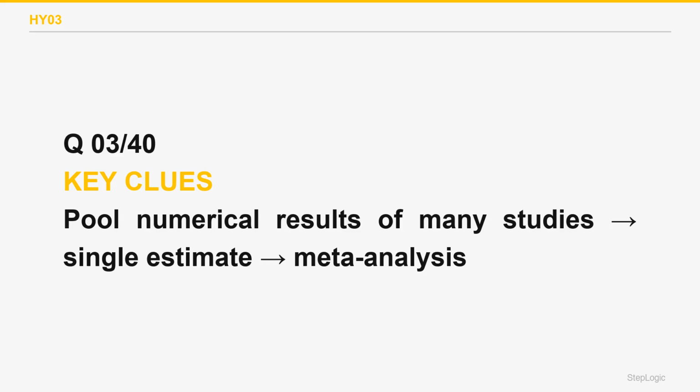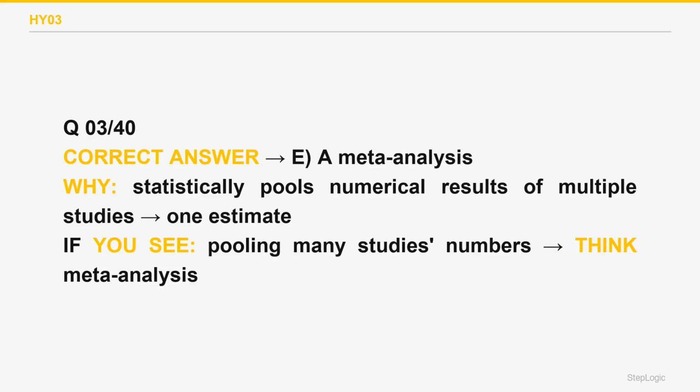A meta-analysis statistically combines the quantitative results of multiple studies into one pooled estimate, boosting power and precision beyond any single trial. It usually sits inside a systematic review, but the defining feature is the numerical pooling of results. The correct answer is E.